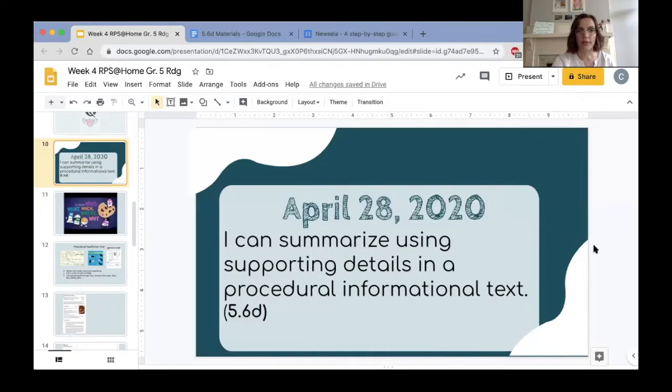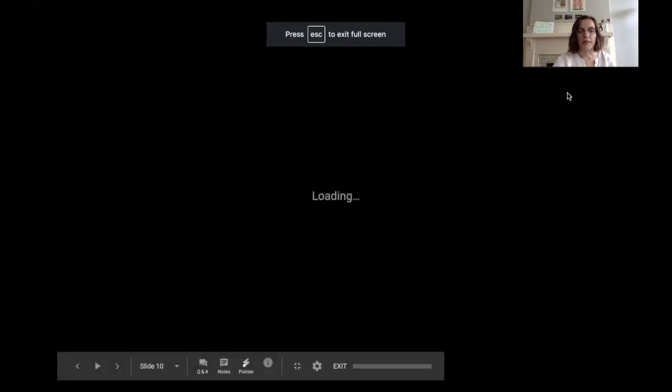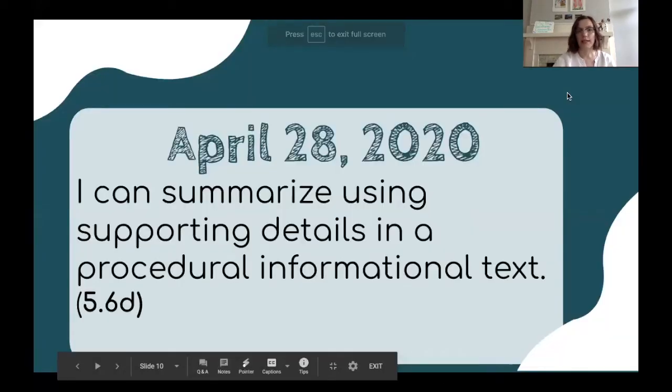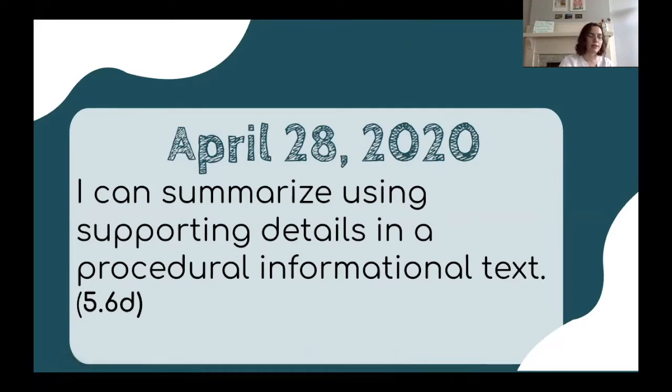But before we get into that, I want to go back through the strategy that we started working through yesterday. We'll keep with this strategy for the entire week and add a little bit onto it each day. For today, our learning goal remains pretty similar to yesterday's. I can summarize using supporting details in a procedural informational text.